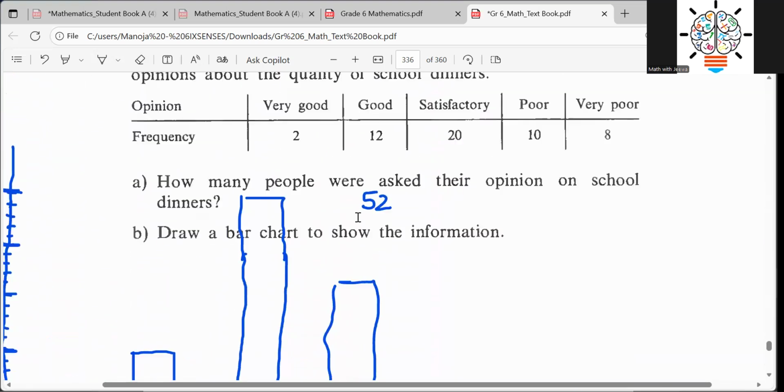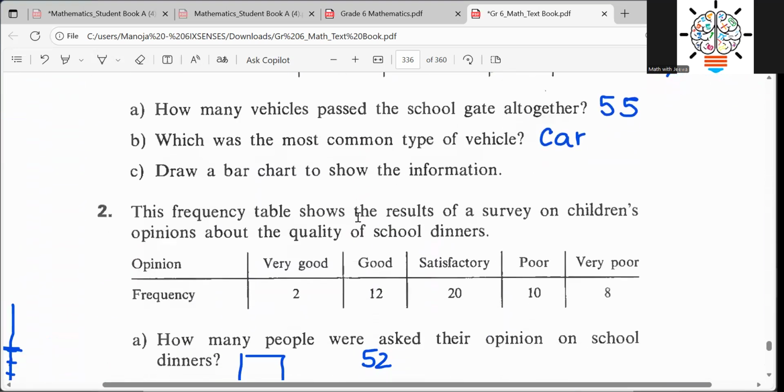Whatever the question you have, children, you should be able to read it. I'll help you to do question number 2 also. This frequency table shows the results of a survey on children's opinion about the quality of school dinner. Some of them say very poor, and some say poor, and then satisfactory, good, very good. Those are the options we had. Let's say that they have to come and pick whatever ranking they can give for the quality of the school dinner.